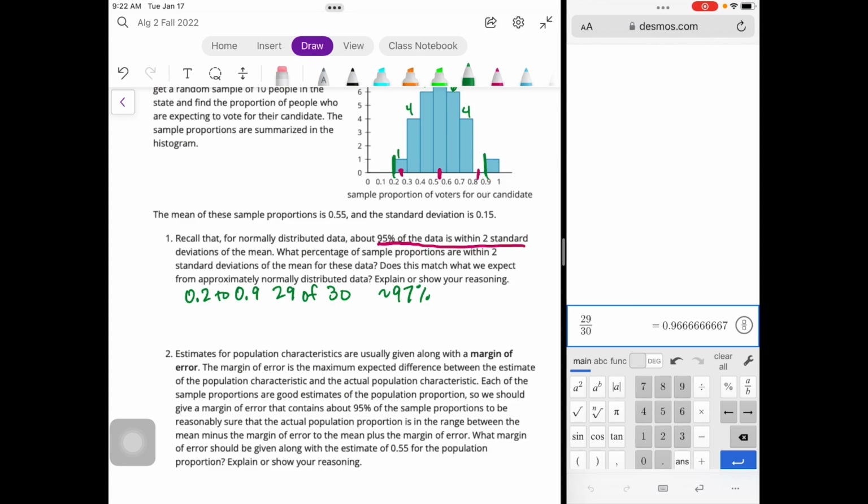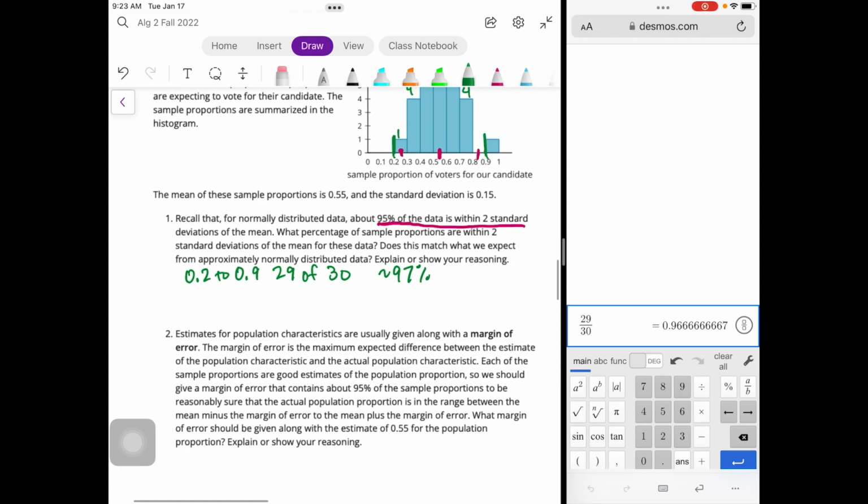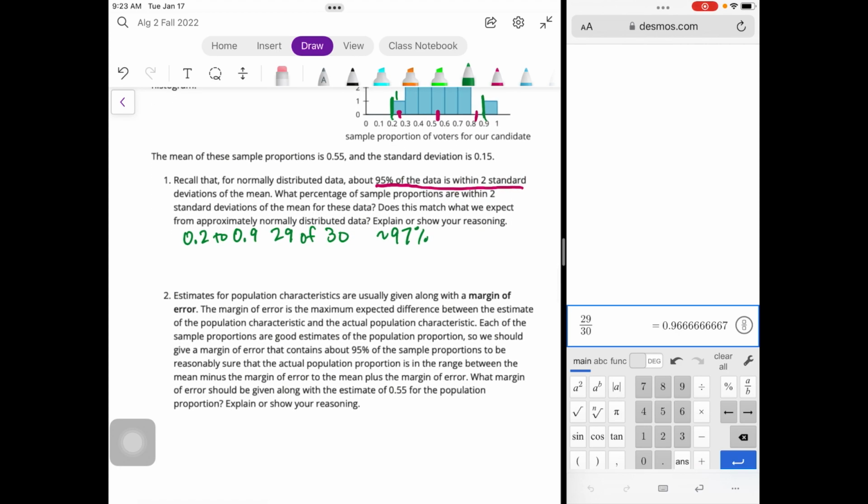So we should give a margin of error that contains about 95% of the sample proportions to be reasonably sure that the actual population proportion is in the range between the mean minus the margin of error to the mean plus the margin of error. What margin of error should be given along with the estimate of 0.55 for the population proportion? Okay, so what does that mean? That means that if we're looking at 95% of the data, we want to be within 2 standard deviations.